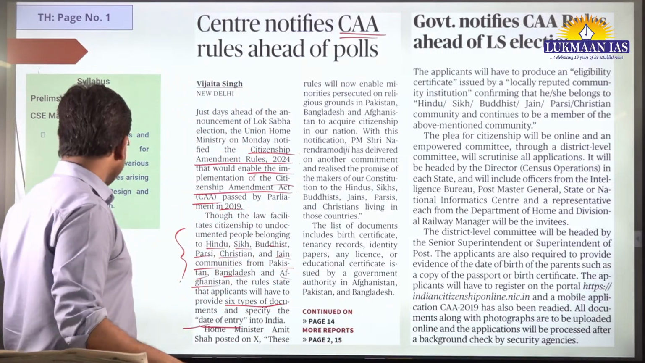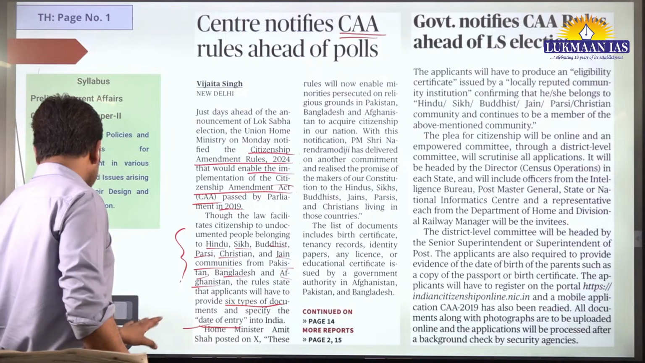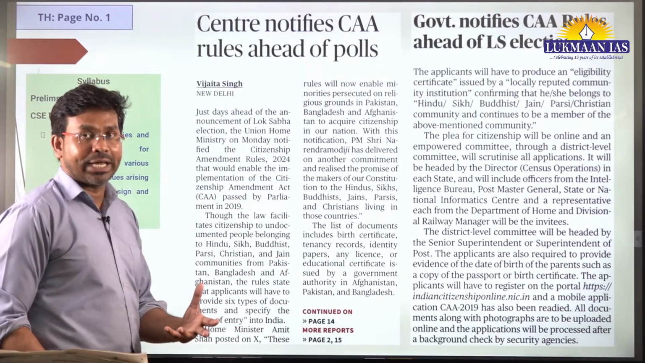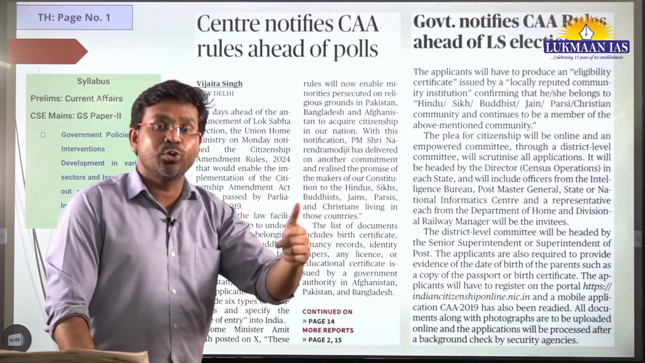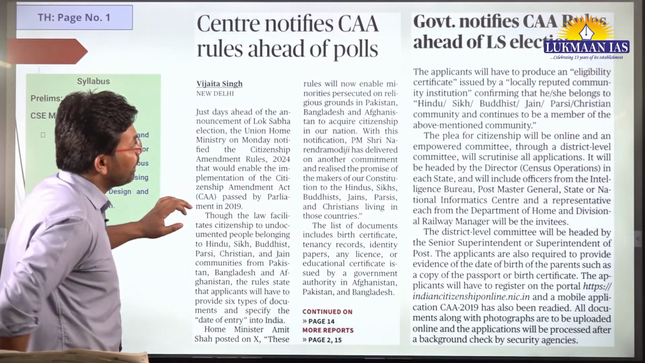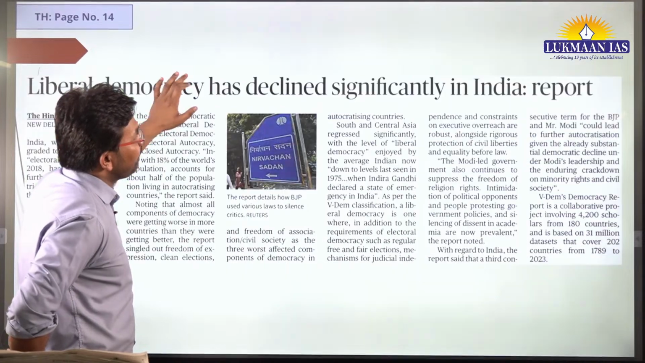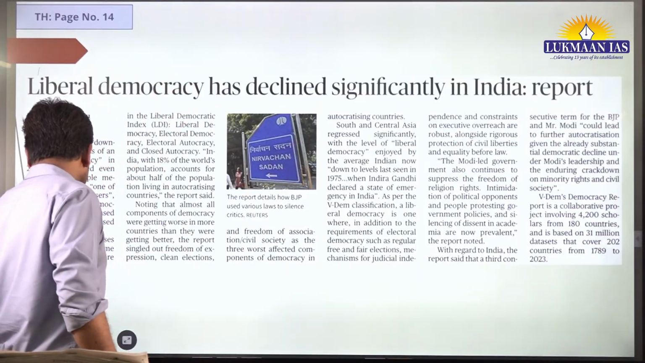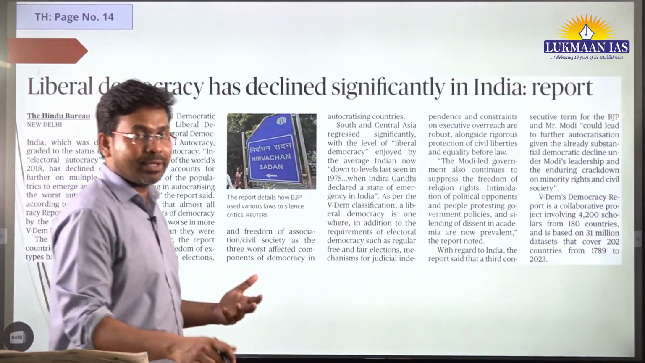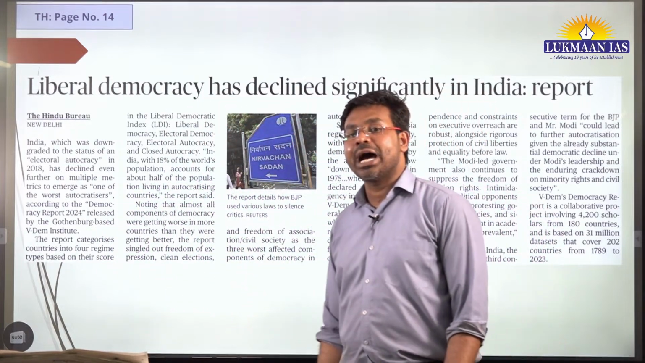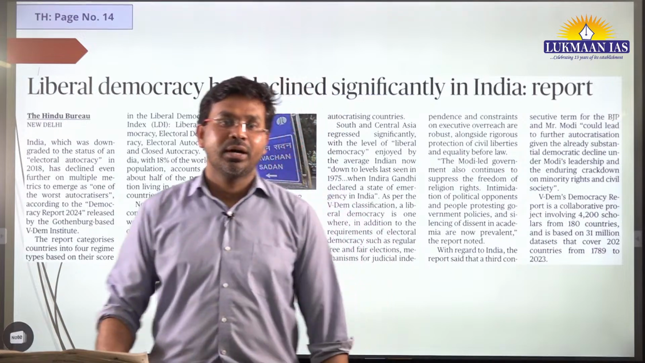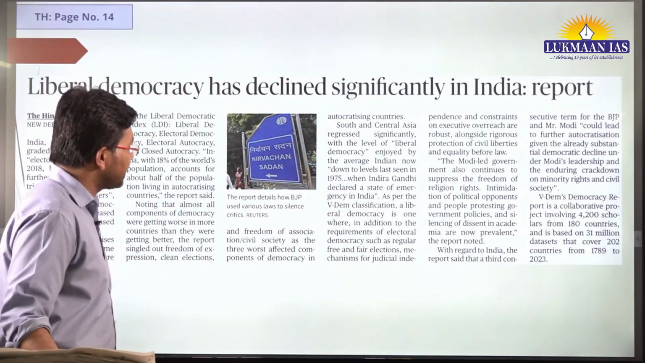This has been notified by the central government. Notification means it came into effect. Although the act was passed by the Parliament, after its notification this particular act will come into effect. And many people have started protesting against it. There has been a protest in the state of Assam also. The All Assam Students Union, AASU, has protested against it.